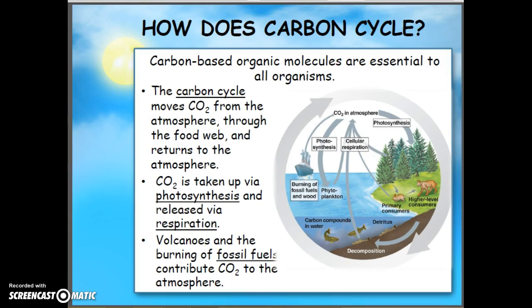So if you look at the diagram, carbon dioxide is put into the atmosphere by fossil fuels or volcanoes burning, and also by consumers. We exhale carbon dioxide. Plants and producers take that carbon dioxide in through the process of photosynthesis that you talked about last year and spit back out oxygen that we take in to then again release carbon dioxide.